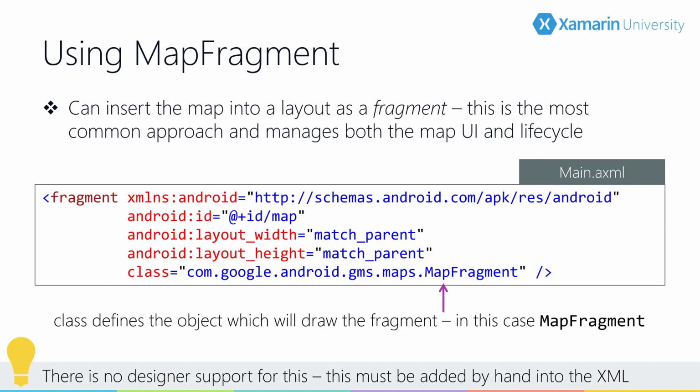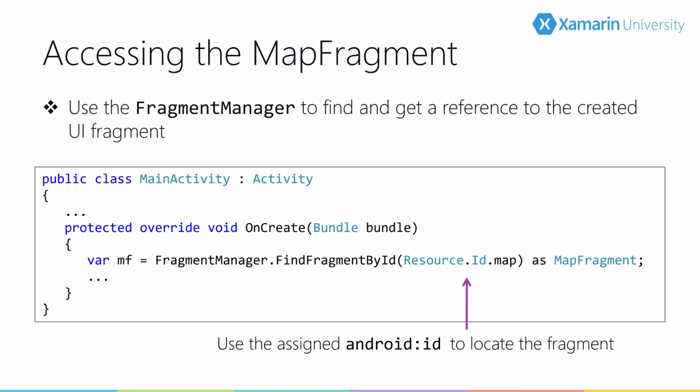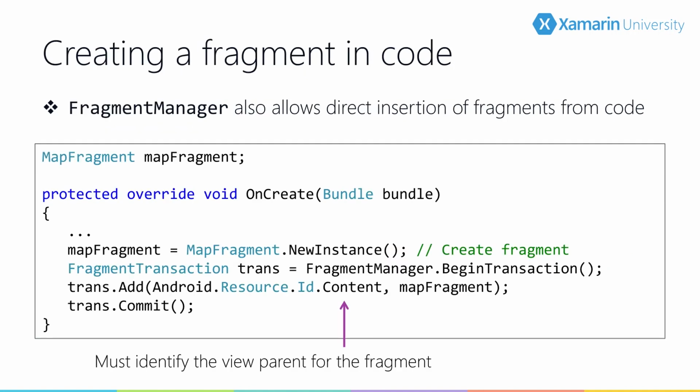As you see here, that will load the component into your UI. This markup must be added into your UI directly in the XML, as there's no designer support for fragments in the Android designer today. Now in your activity, you'll use the Fragment Manager API. Pass in the ID from the XML to locate the loaded fragment. This will return the map fragment object, which we will eventually use to retrieve the GoogleMap itself. Now, alternatively, you can create the fragment completely in code. This could be useful if you are dynamically constructing your UI based on the device or the form factor.